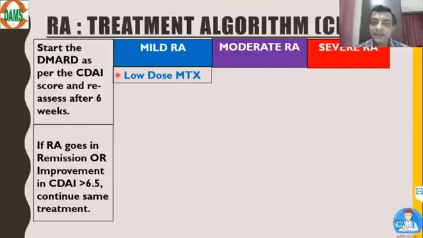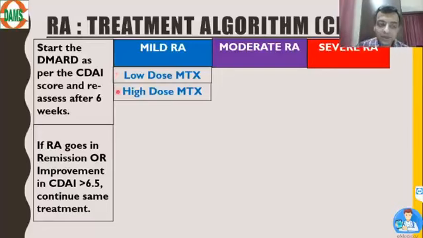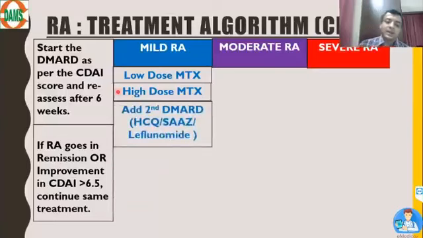If the improvement is there, you continue the same agent. But if the improvement is not there, you will switch to high dose methotrexate. If with high dose methotrexate also the disease is not controlled, then you add a second DMARD.